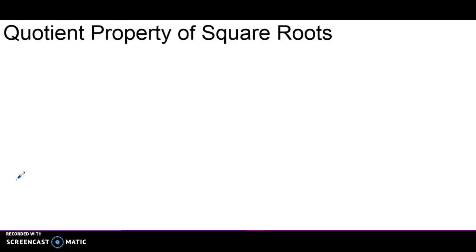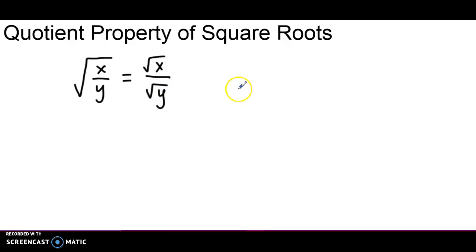Okay, so let's start with the quotient property of square roots. What the quotient property of square roots tells us is that if I have the square root of some fraction, I'll say x over y, so for some number x and some number y, that's going to be equivalent to the square root of the numerator over the square root of the denominator. So for example, if I have the square root of the fraction 5 over 3, that's going to be the same as the square root of my numerator, which is 5, over the square root of my denominator, which is 3.